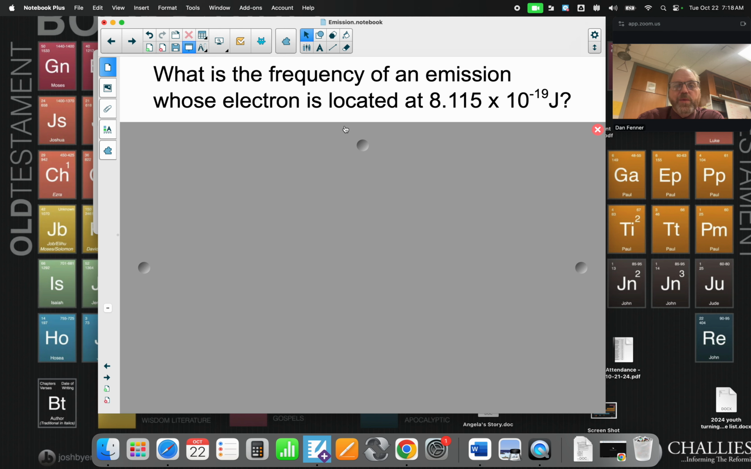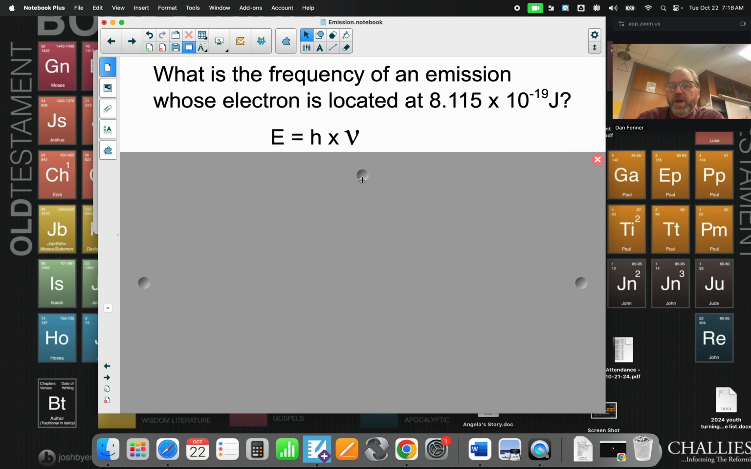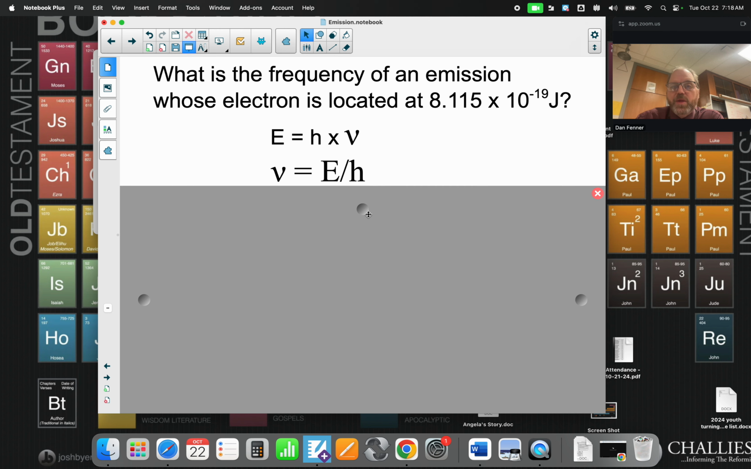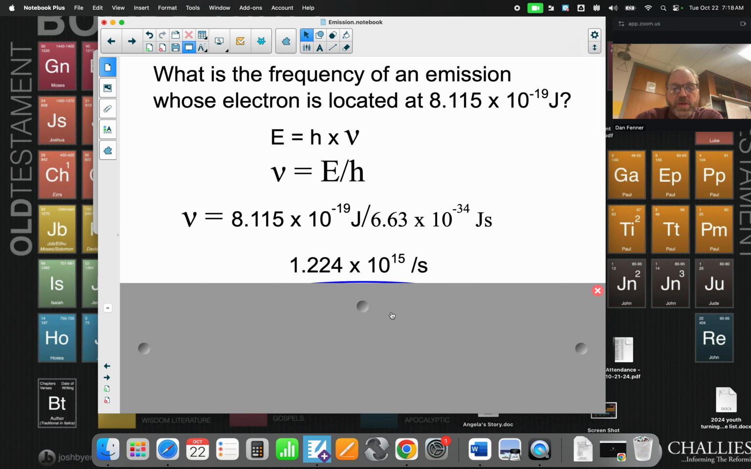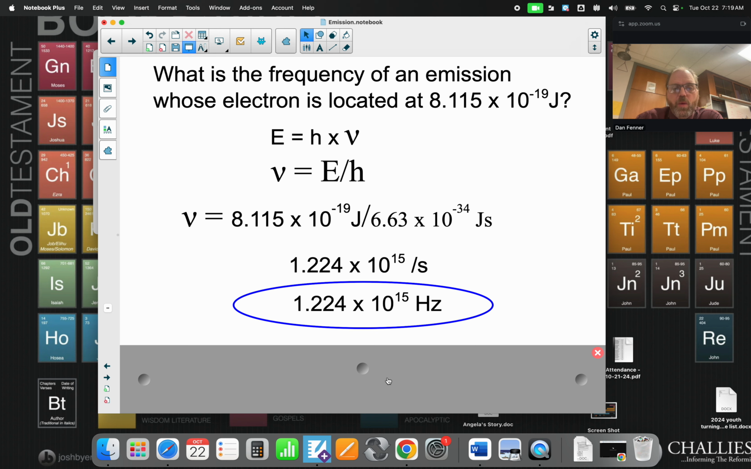Okay, ready? Here we go. So we start with our equation, E equals h times nu. Nu is equal to E over h. Plug our values in. 8.115 times 10 to the 19th joules, divide by 6.63 times 10 to the minus 34th joule seconds. My answer is going to be 1.224, because I've got 4 sig figs, times 10 to the 15th per second. But again, I don't want per second because I'm asking for frequency. So the answer is going to be 1.224 times 10 to the 15th hertz.